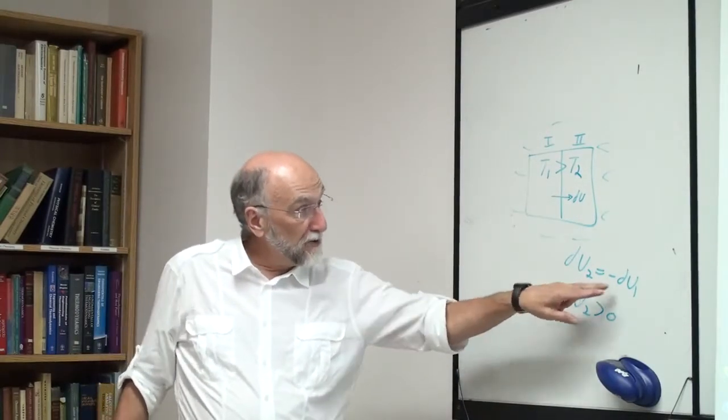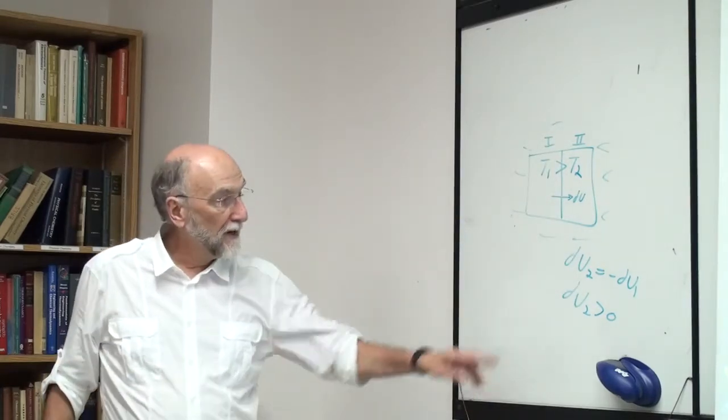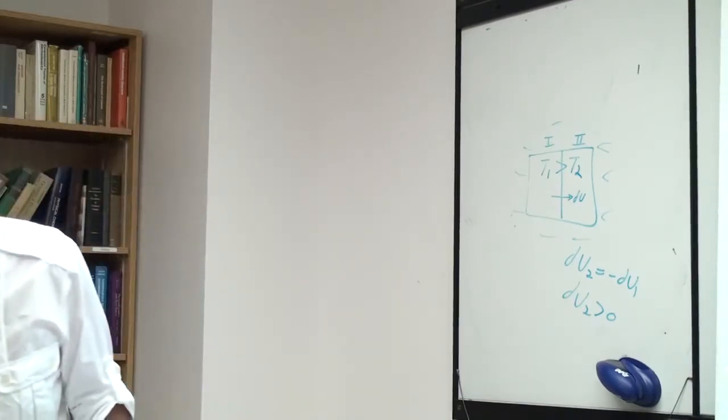And by the first law, dU2 is minus dU1. Energy is conserved because it's insulated from the surroundings. So dU2 is greater than 0. So let's calculate the total entropy for this process.